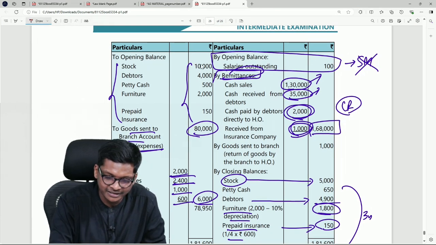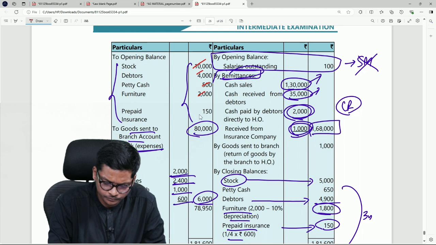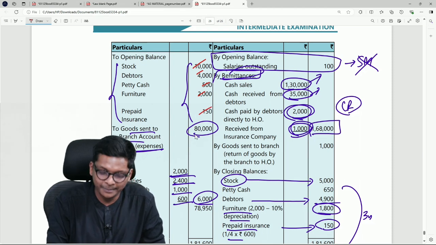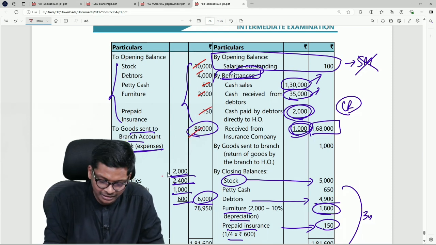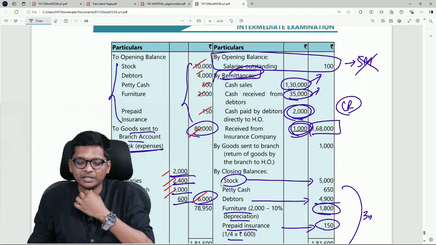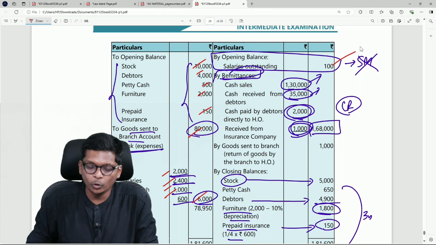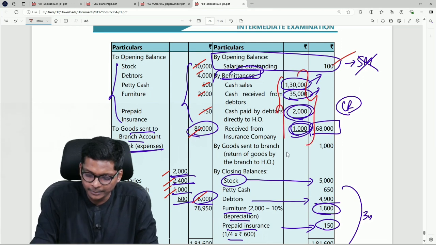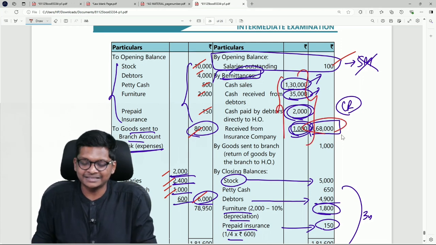Now look at this. All items we have discussed 1, 2, 3, 4, 5. These are all opening balances. Goods sent 80,000. These are all expenses at the branch which is sent by head office. Debit side fully we have accounted. Credit side opening balance accounted. All the remittance also we have discussed, 1,68,000.